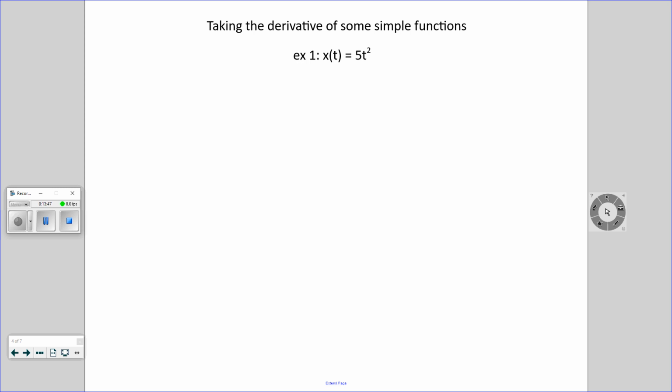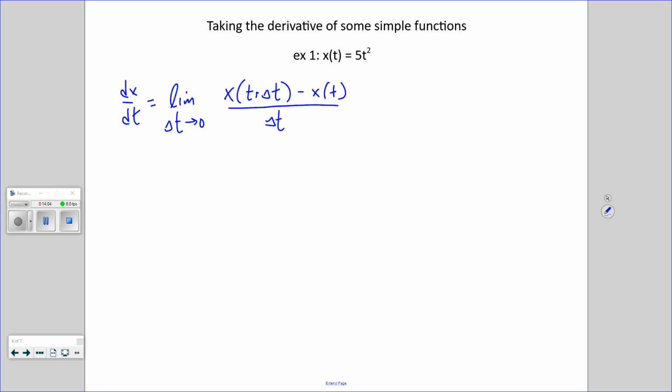So definitionally, if we want to take that derivative, we'll say that dx/dt is the limit as delta t approaches 0 of x of t plus delta t minus x of t over delta t. So let's break this into parts and actually do what it says to do. Let's try this part first. Let's evaluate this function at time t plus delta t. So that means everywhere we see a t, we insert the value t plus delta t.